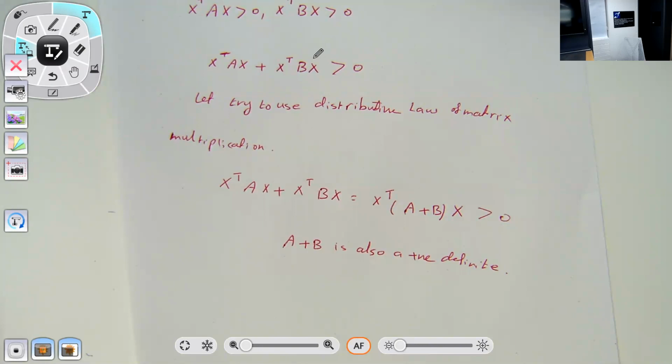Well, hang on. Maybe I can factorize. No.